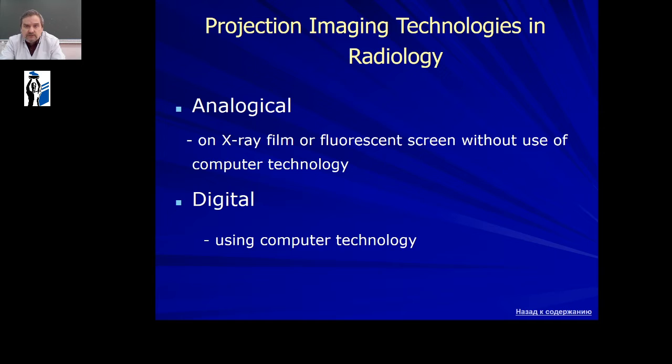Projection imaging technologies in radiology. There are two main types of images. First is analogical, or analog, meaning on X-ray film or a fluorescent screen without the use of computer technology. And the second main type is digital, using computer technology.